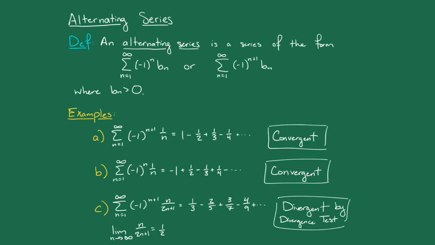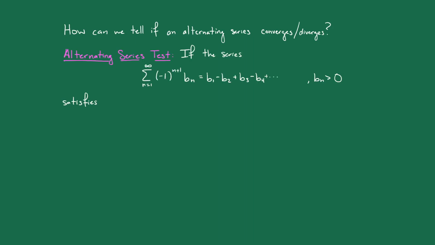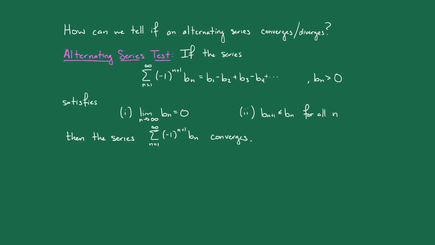So, the question now becomes, how can we tell if an alternating series converges or diverges? The tool that we're going to use to answer this question is called the alternating series test, which says that if an alternating series, sum of (-1)^(n+1) b_n, satisfies two conditions, the first being that the limit of the b_n's is 0, and the second being that b_(n+1) is less than or equal to b_n for all n, or in other words, that the b_n's are decreasing, then the alternating series converges.